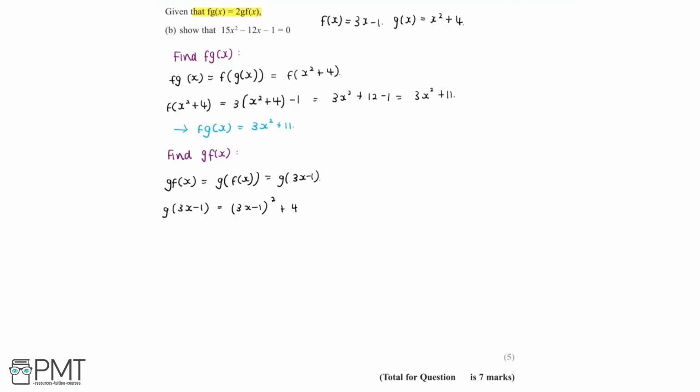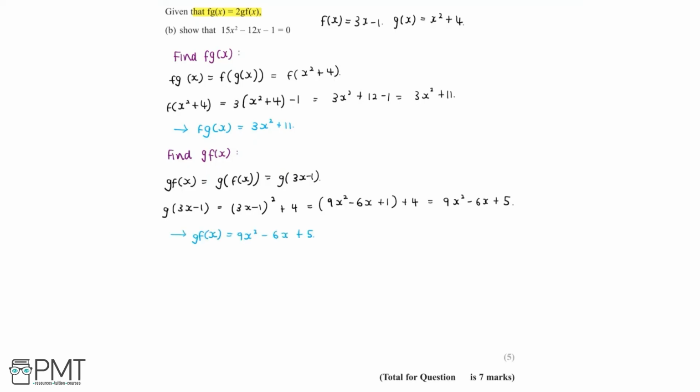Now let's expand these double brackets. 3x minus 1 all squared is equal to 9x squared minus 6x plus 1. And so g of 3x minus 1 would be equal to 9x squared minus 6x plus 1 plus 4. And so simplifying this by adding the 4 at the end, we can say that g of 3x minus 1 is equal to 9x squared minus 6x plus 5. And so we've now found that g of f of x is equal to 9x squared minus 6x plus 5.